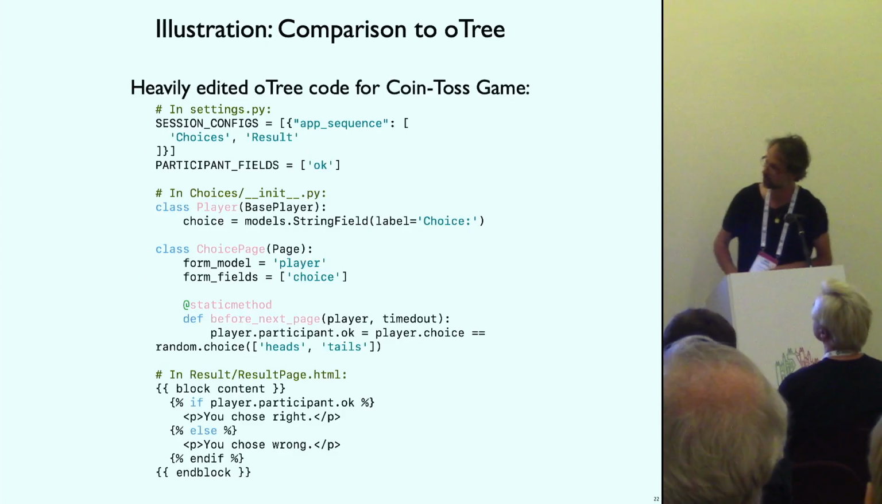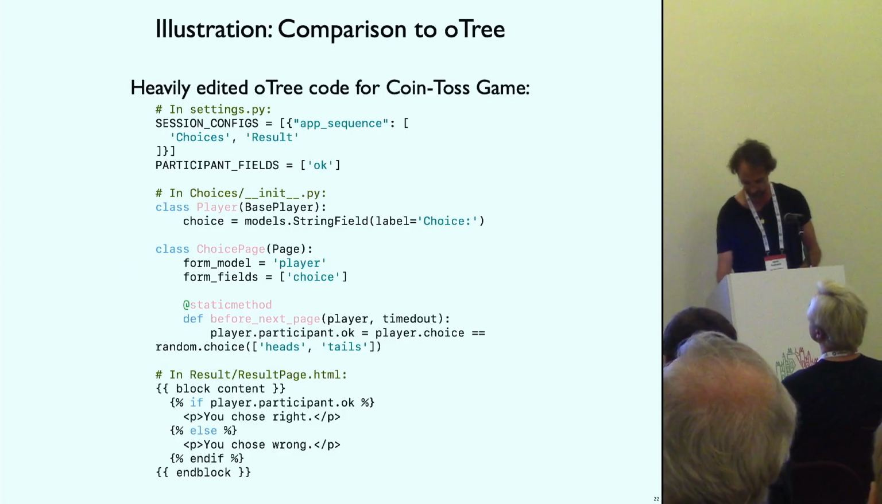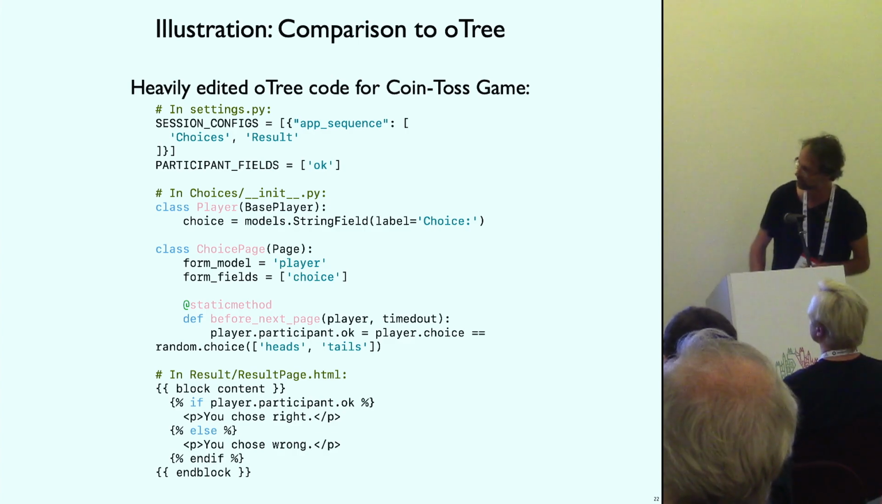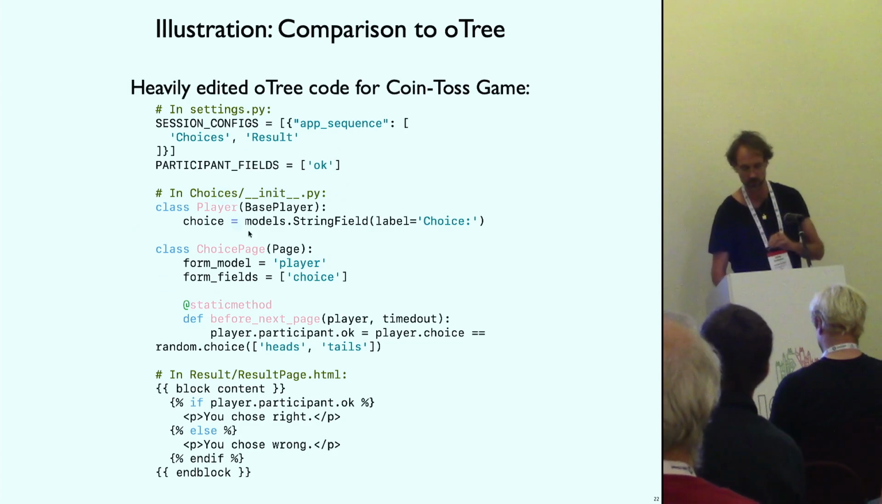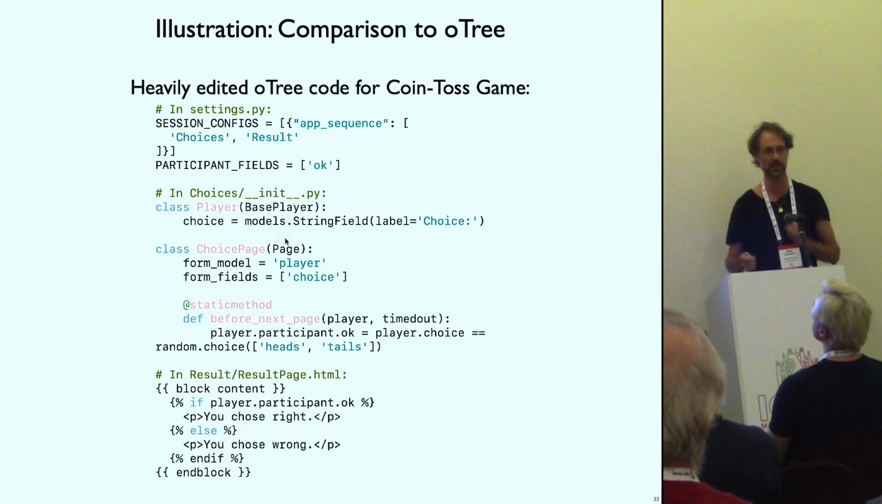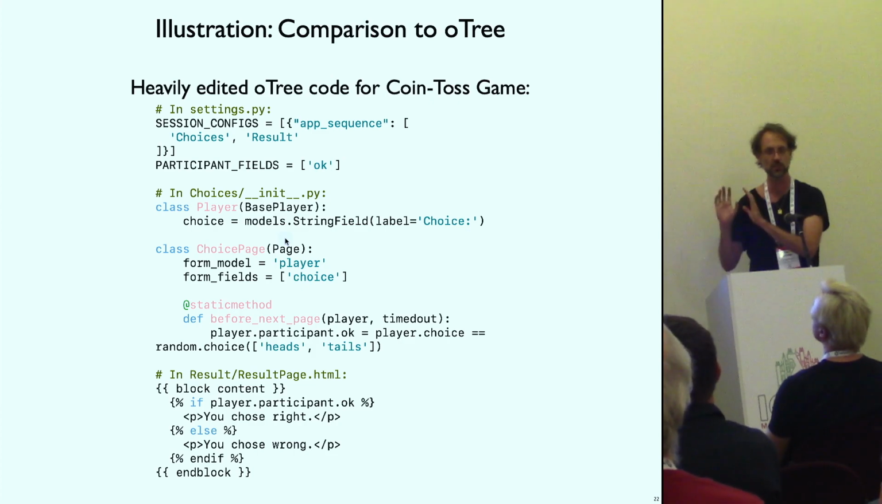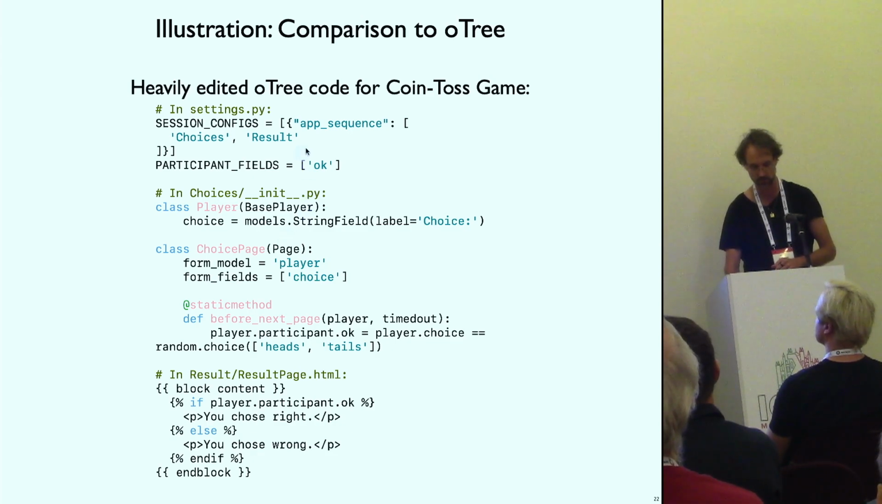All right, you're not going to see very much of this, unfortunately. If people in the back are not going to be able to read this, let me just say, this is oTree code for the coin tossing example that I gave you. This is heavily edited. It's not the full code that you would need. There would be more. What I would like you to realize is there's one file called settings that has to be changed, one called choices, it's the init really, and one for the results.